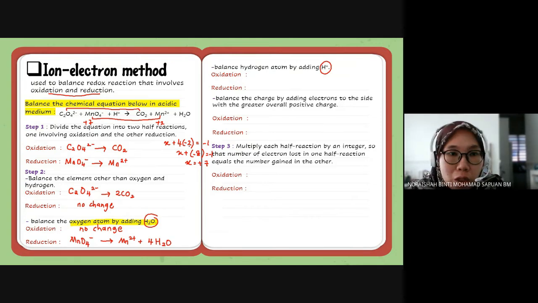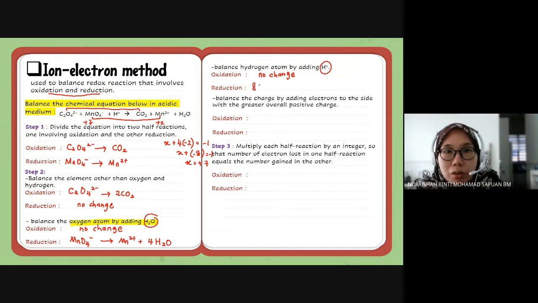So oxidation tadi no change, kita copy yang pada sini. Dekat sini tak ada hydrogen langsung, left side pun tak ada, at the right side pun tak ada. So no need to add hydrogen. Kiri kanan tak ada hydrogen. Untuk reduction equation, left side tak ada hydrogen, but right side you have 8 hydrogen. So you need to top up 8 hydrogen ion at the left side.